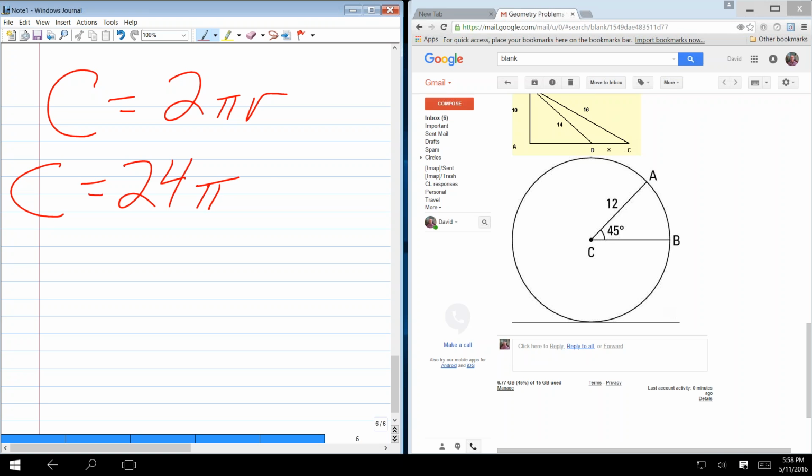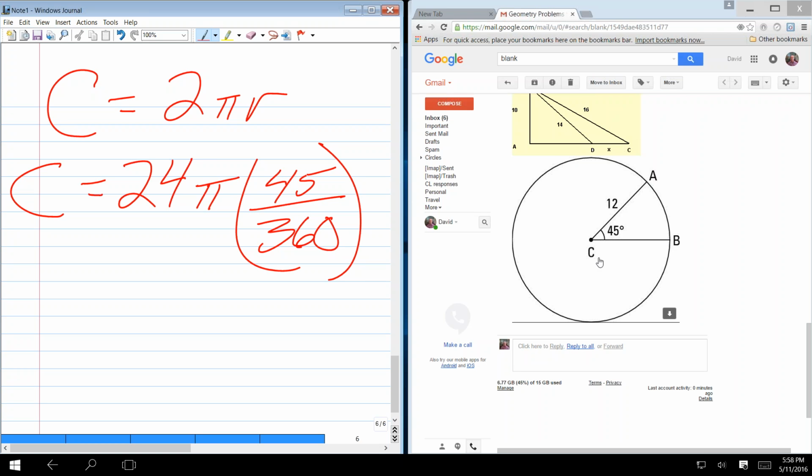It's only 45 out of 360. Exactly. So we're going to multiply the full circumference by that ratio. Whatever that angle is, divide it by 360 and multiply by your full circumference, and that will give you the length of arc AB in units as opposed to degrees.